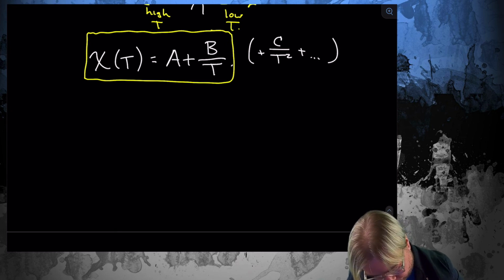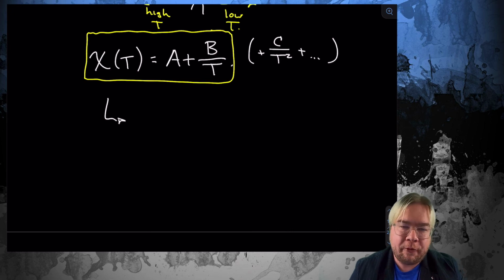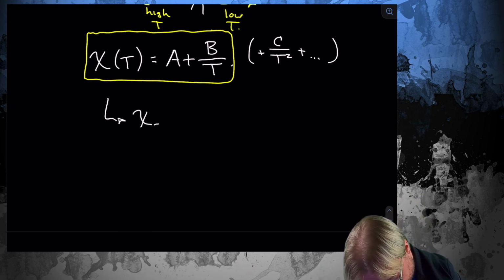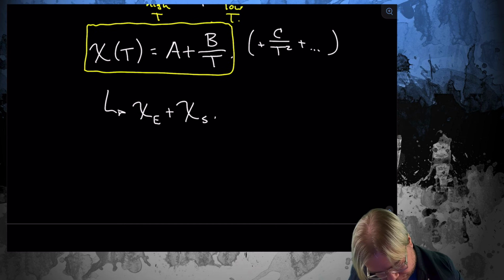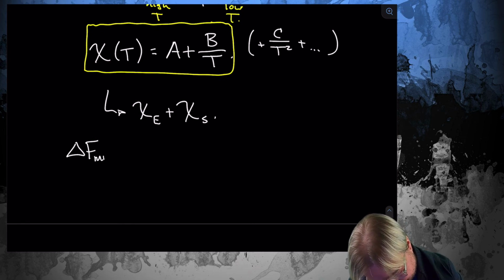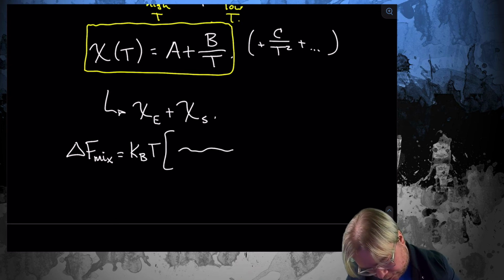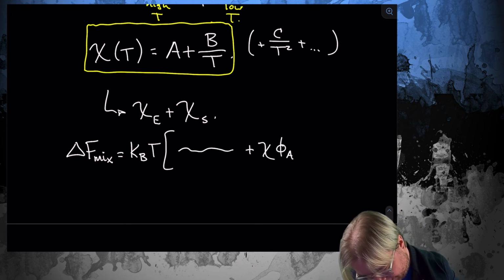Okay, so what this also means is that we can write the chi parameter as a sum of energetic terms and entropic terms. Okay? Which is which? Which one's energetic and which one's entropic? Well, let's go back to our free energy of mixing. So it's kBT, all of that entropic stuff, plus chi times phi A times 1 minus phi A.